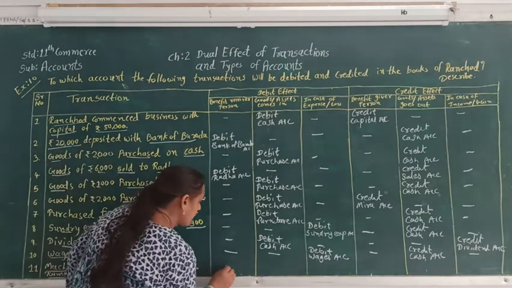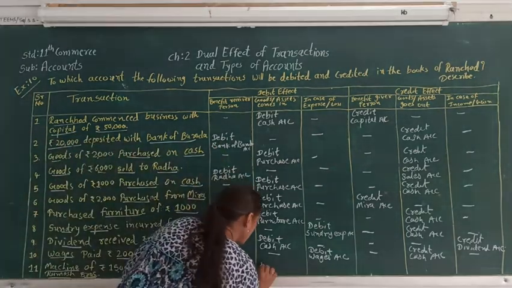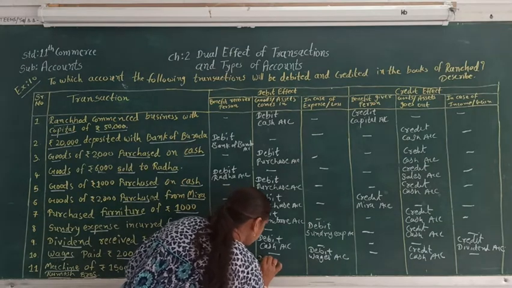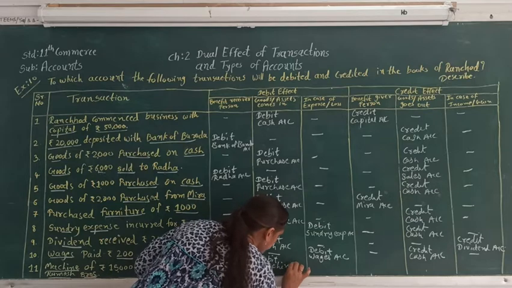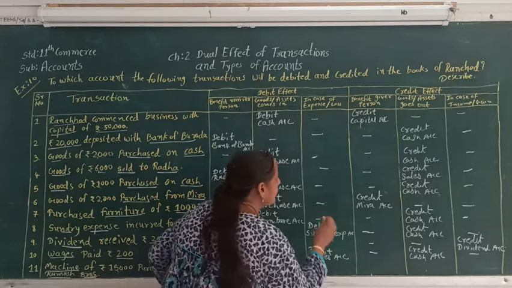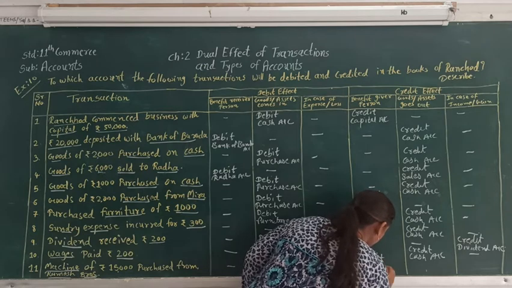So here machine is an account related to assets. So here debit machine account, and here credit Ramesh brother's account.